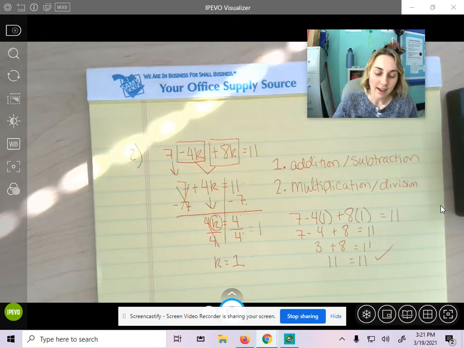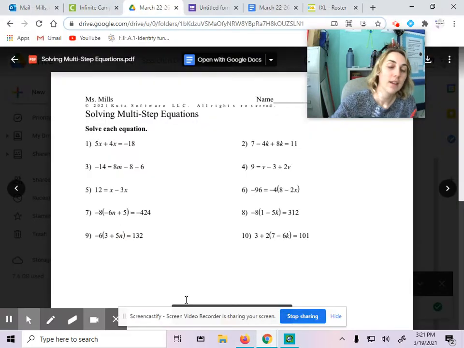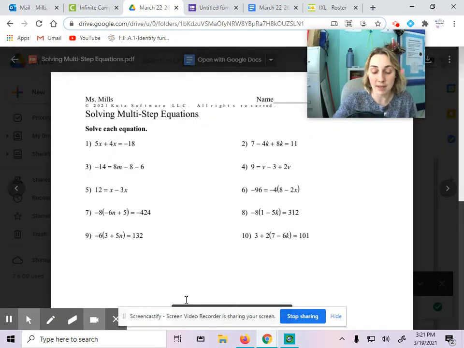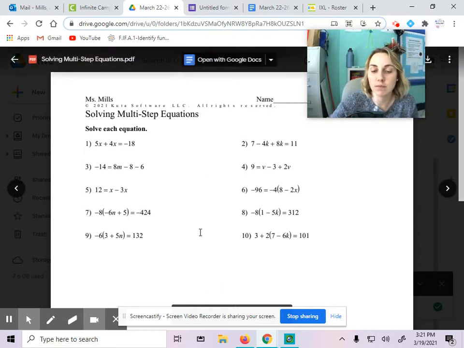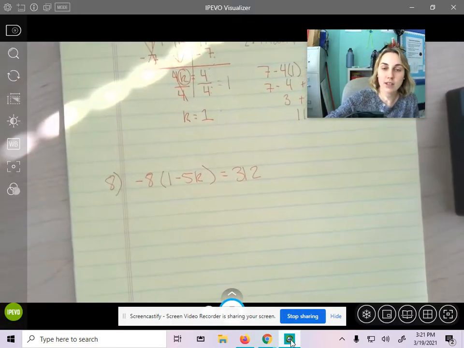All right, so now I'm going to do an example for the distributive property, where you have to simplify by using the distributive property, and then you can go ahead and solve the two-step equations. So the one I'm choosing for this one is number 8, and it's going to be negative 8 multiplied by 1 minus 5k, and then that is going to be equal to 312. Awesome.